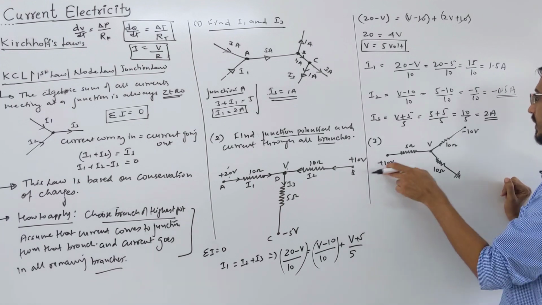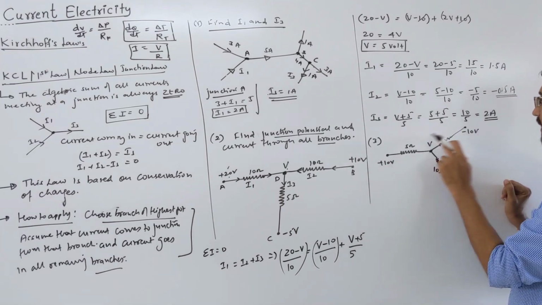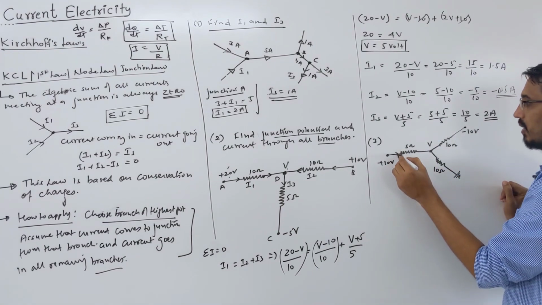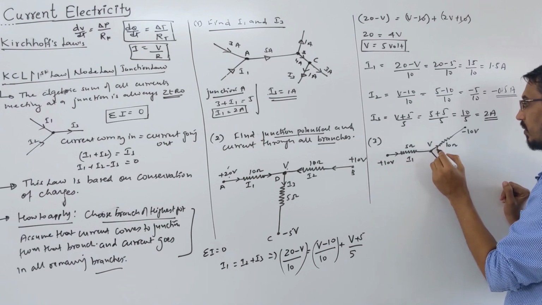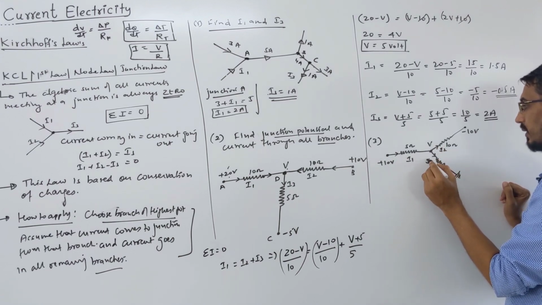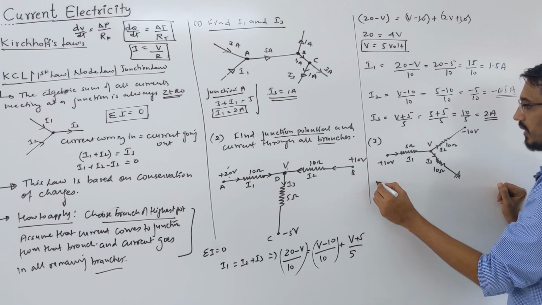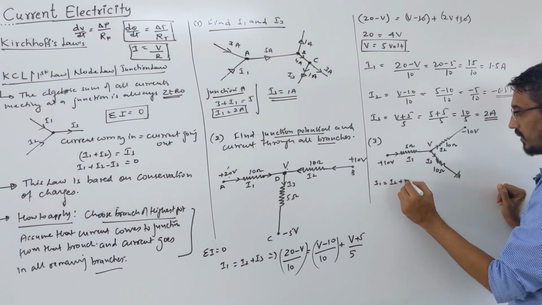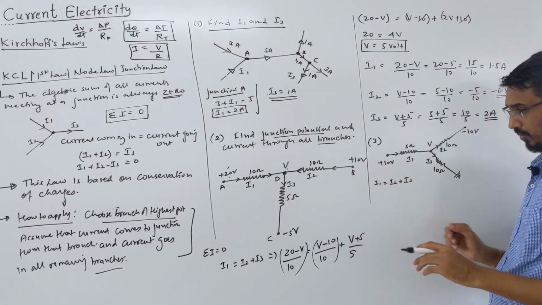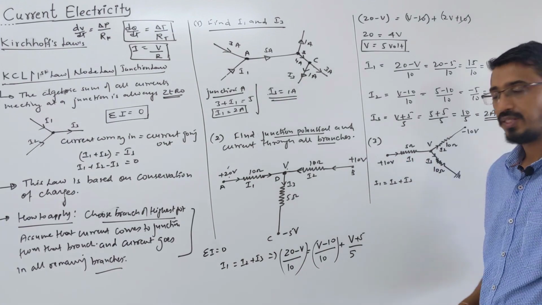I will start the calculation. Which branch has the highest potential? This branch: plus 10, minus 10 and 0. So current will come here, let's name it I1, and goes into I2 here and I3 here, right? Then I1 should be equal to I2 plus I3. Now you write what is the current: potential difference by resistance.